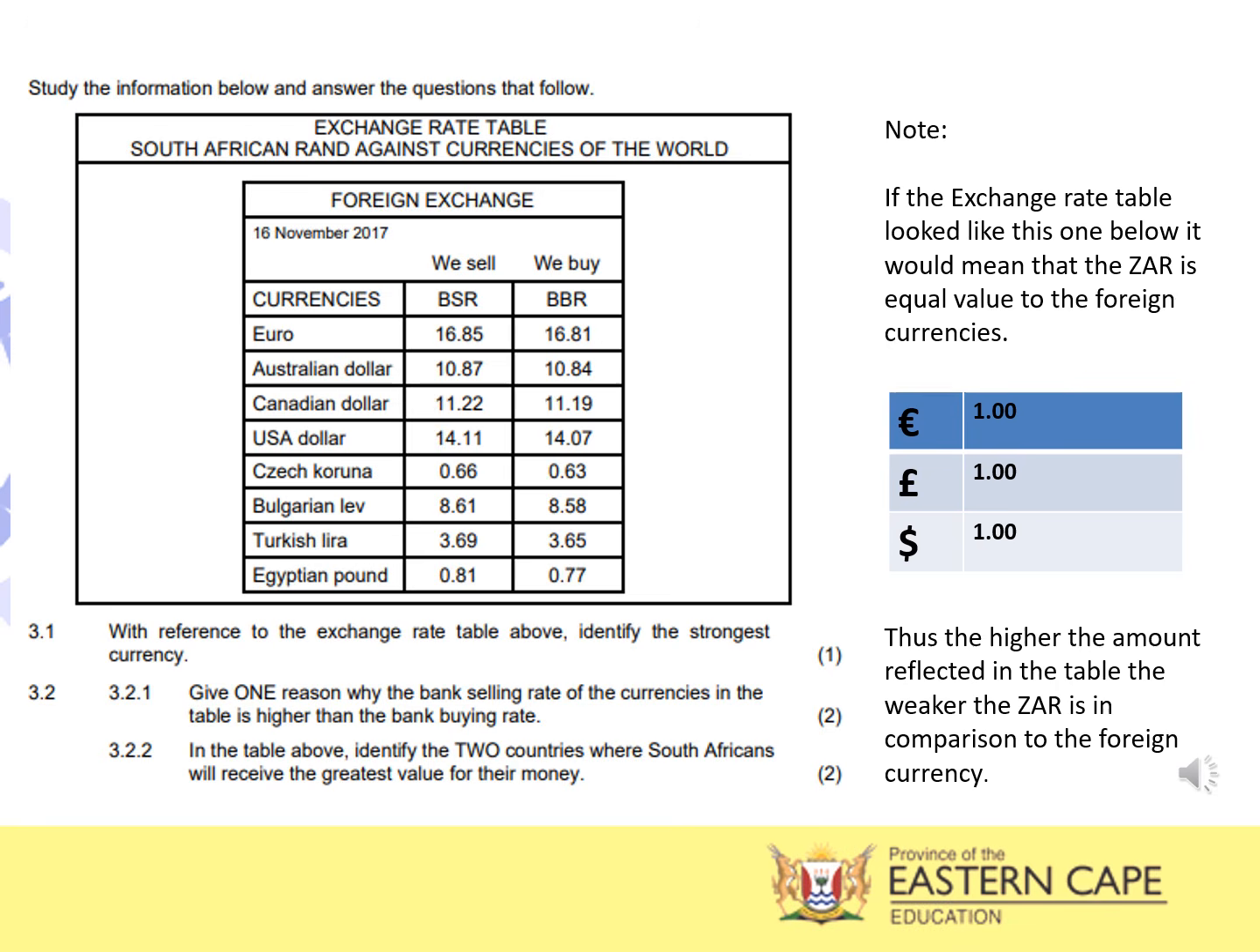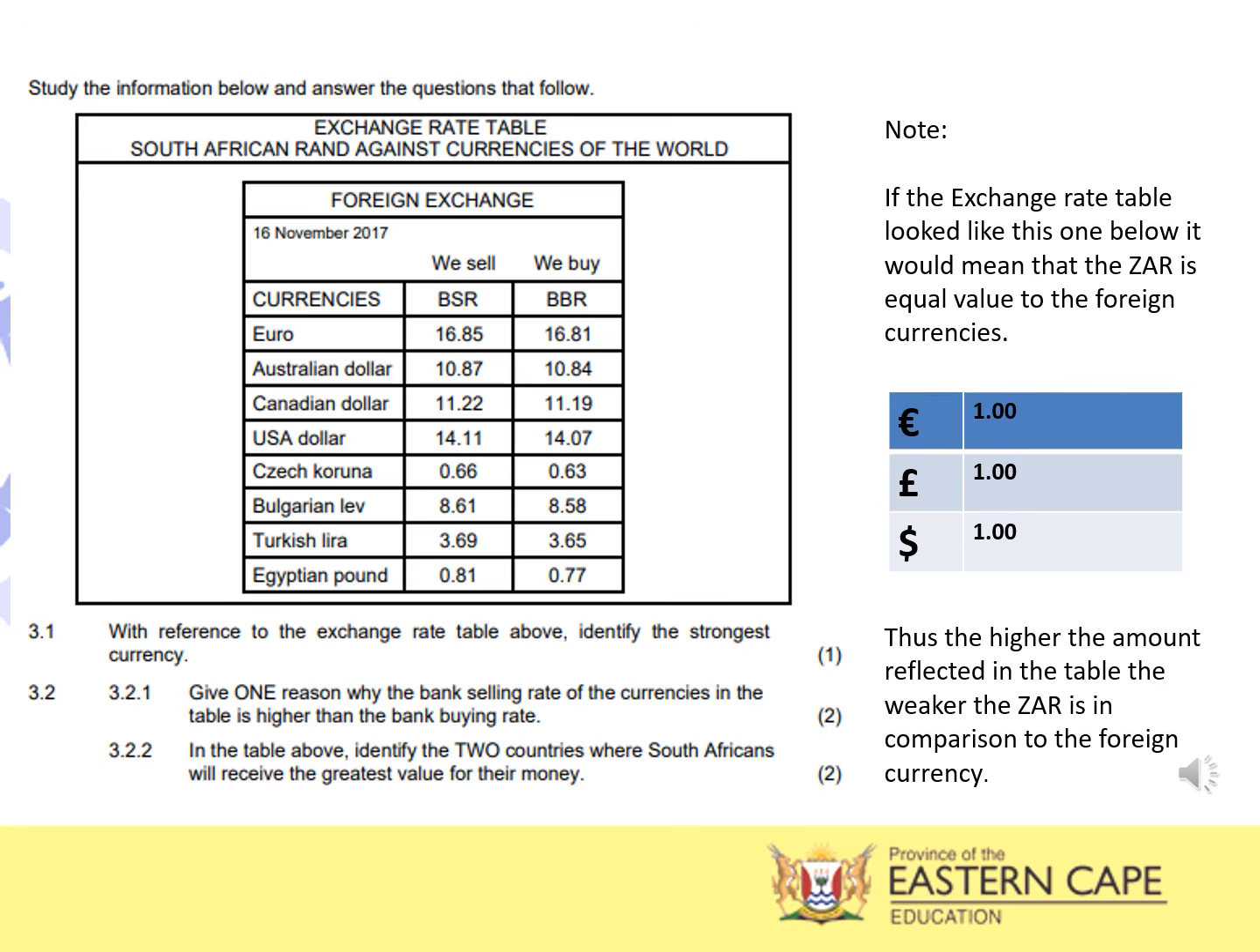At times, only the currencies used in the actual calculations will be in the currency rate sheet provided. It gets trickier when many extra currency options are given, testing your ability to choose the correct one. In the currency table on the right, you will see what equal value would look like. Thus, the higher the rand value, the weaker the rand.